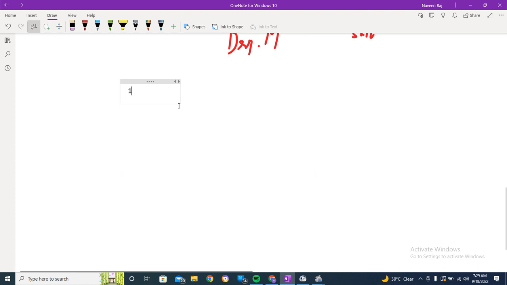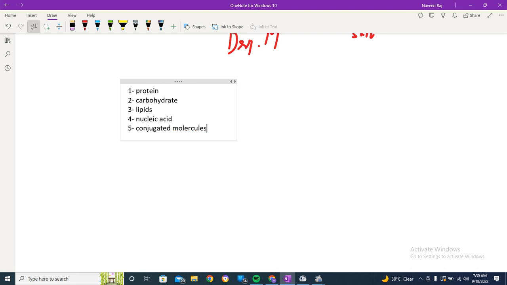For the first one, we have protein. Number two, we have carbohydrate. Number three, we have the oxygen. Number four, okay, sorry, this is not the oxygen, this is basically the lipids. Oxygen is a bioelement. We are looking into biomolecules. Lipids, then we have the nucleic acid. And the fifth, that is the conjugated molecules. Okay, so let me tell you a thing.